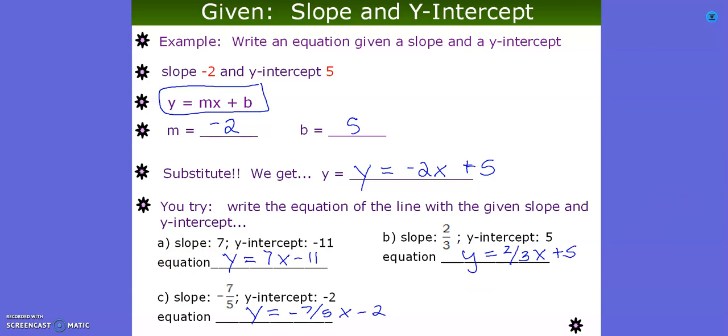Your equation should look like the following. Y equals 7x minus 11 for A. For B, y equals 2/3 x plus 5. And for C, y equals -7/5 x minus 2.